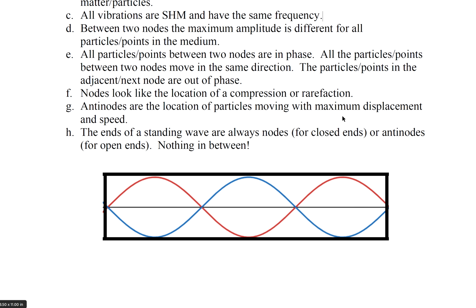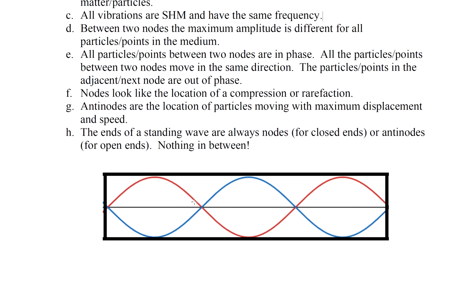So take a look at this image. This is what we call a closed pipe, because both ends of the pipe are closed. So we're going to have two waves traveling in opposite directions, and they're going to interfere with each other. Where you see zero displacement, we call those nodes. So there are four nodes. Where you see maximum displacement, we call those antinodes. So there are three antinodes.